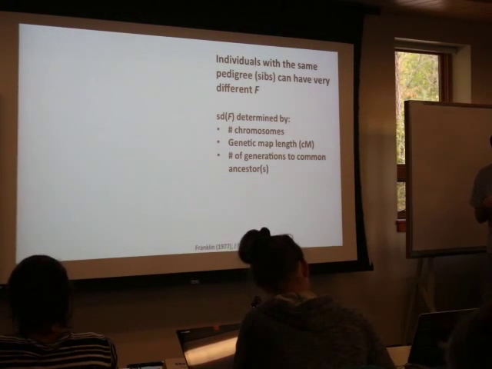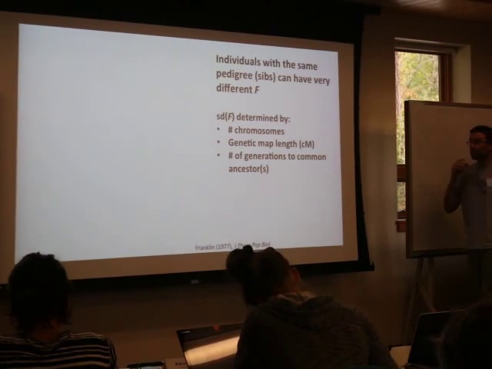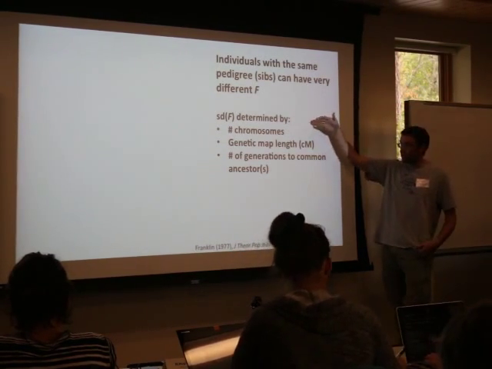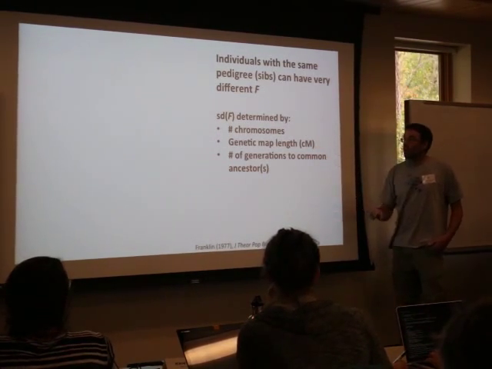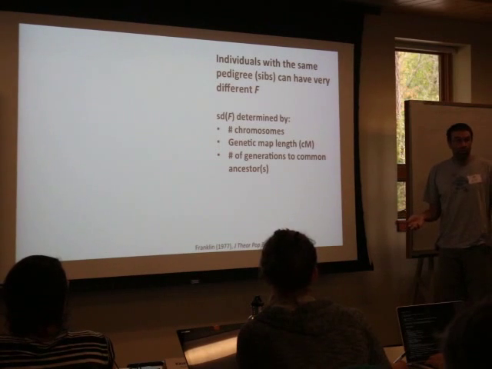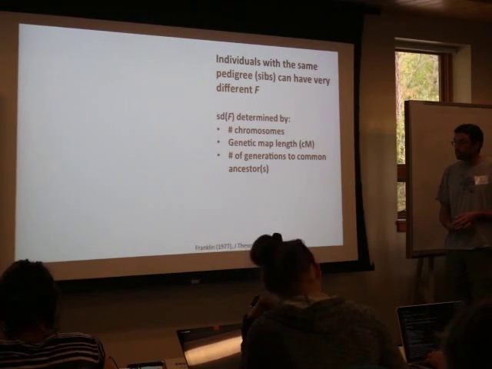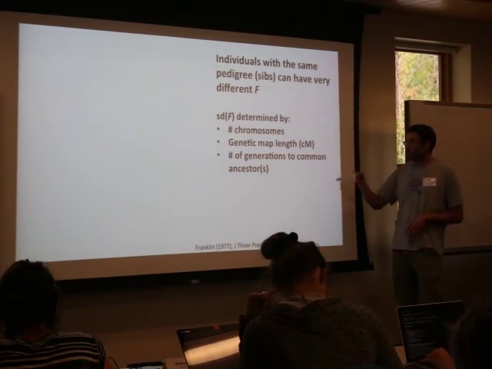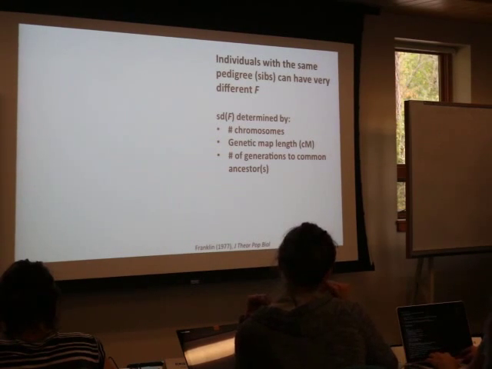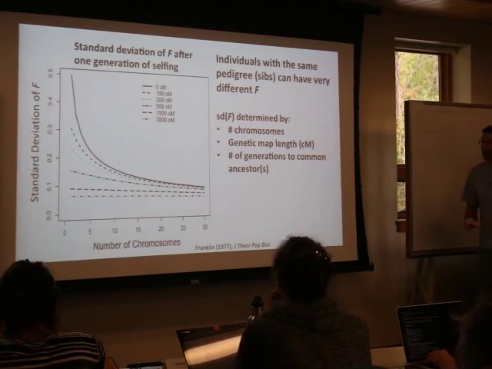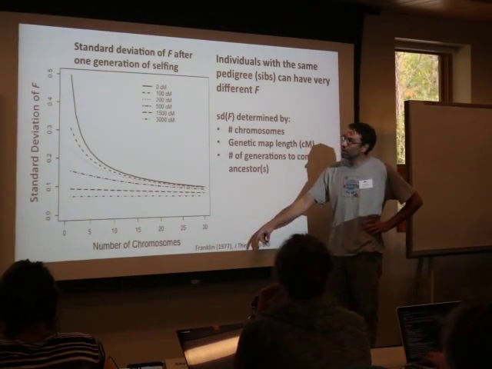And the standard deviation, or the variance in F among individuals with the same pedigree, is determined by the number of chromosomes in the genome and the map length of the genome. Basically what these two things do is determine the frequency with which recombination happens across the genome. It is also determined by the number of generations separating the inbred individual from its common ancestors. Just to illustrate this, this is from some old theoretical work by Franklin.